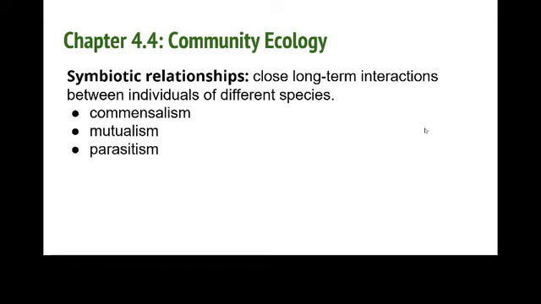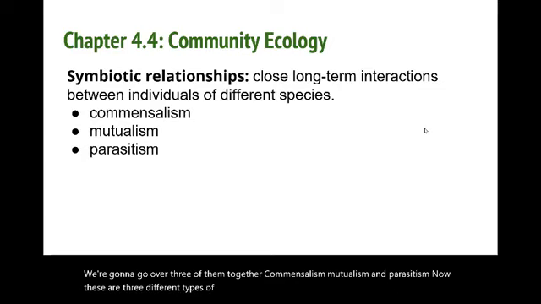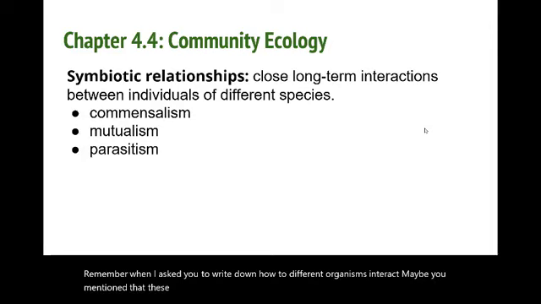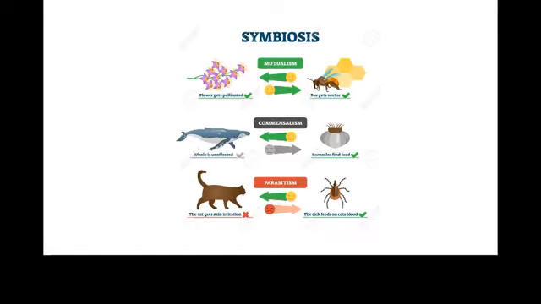So it's important for you to know a little bit about all three types of symbiotic relationships. We're going to go over three of them together: commensalism, mutualism, and parasitism. Now, these are three different types of relationships that you see in many different ecosystems. Remember when I asked you to write down how do different organisms interact? Maybe you mentioned that these two organisms fight with one another. That's a type of interaction, a type of relationship. So let's go over all three: commensalism, mutualism, and parasitism. Let's go over mutualism first.